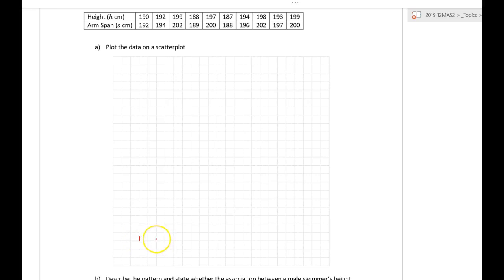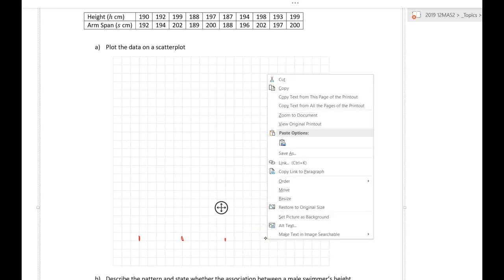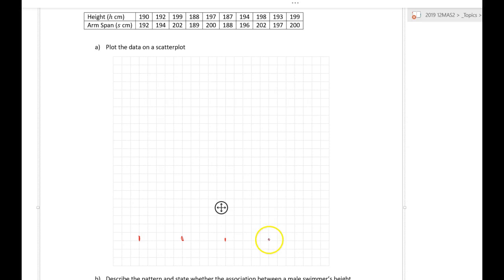180, how about we call this 1, 2, 3, 4, 5, 185, 190, 195. Have I gone too far there? No, just here. 195 there. 200. No, too short. 200, and so on. That's going to be my horizontal axis.